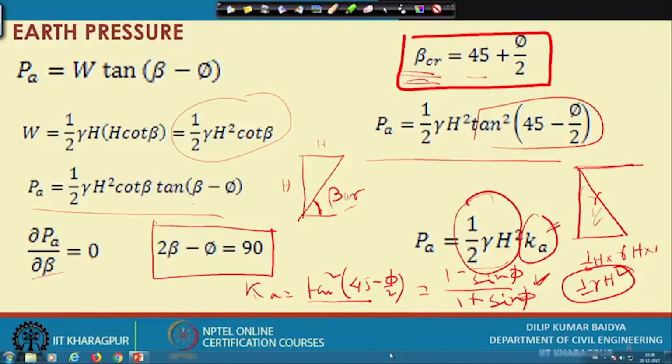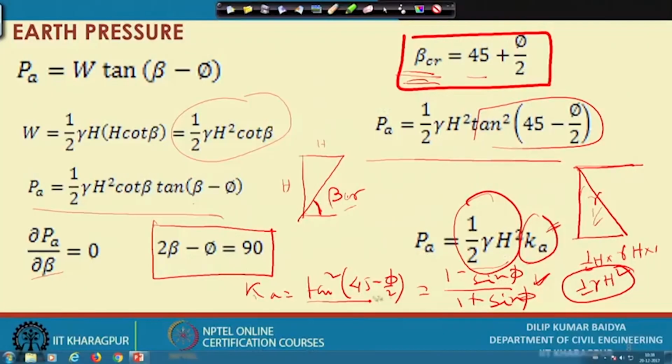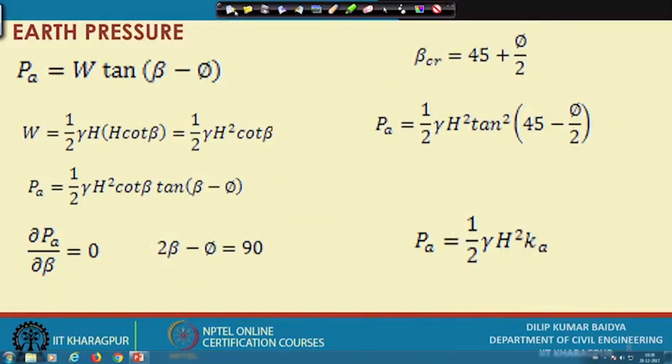So, we got at this level what K A and P A are. That means if there is a wall, we know the thrust because of the soil pressure and its amount, and how to find K A from this. If you know the phi of the soil, then we can find K A, and from there we can find out the active thrust.